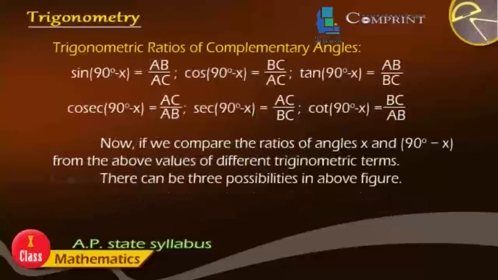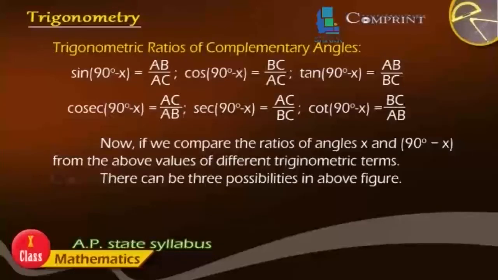Sin 90 degrees minus x is equal to AB by AC. Cos 90 degrees minus x is equal to BC by AC. Tan 90 degrees minus x is equal to AB by BC. Cosecant 90 degrees minus x is equal to AC by AB. Secant 90 degrees minus x is equal to AC by BC. Cot 90 degrees minus x is equal to BC by AB.